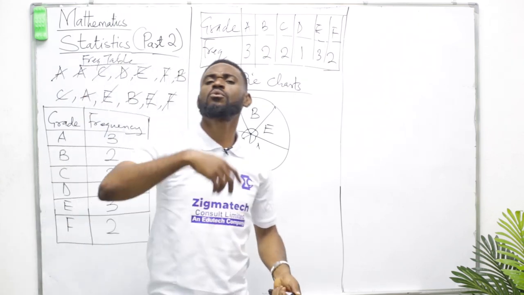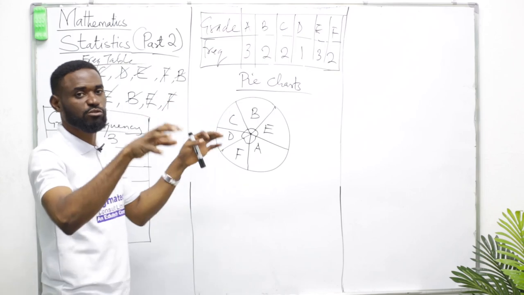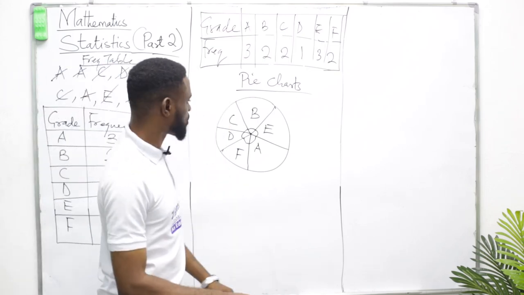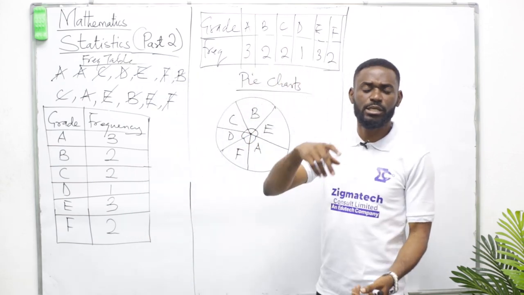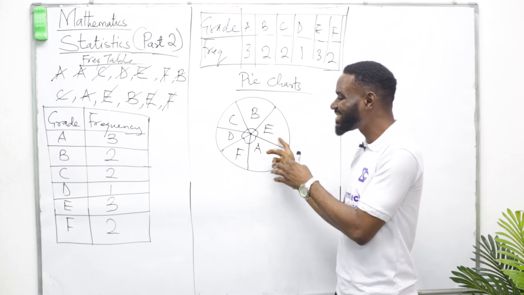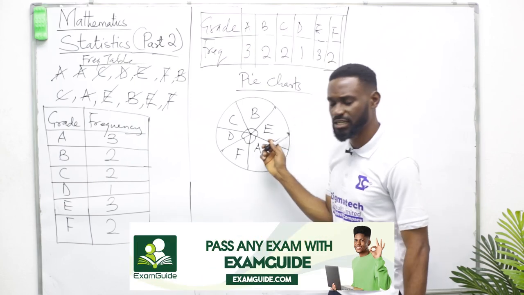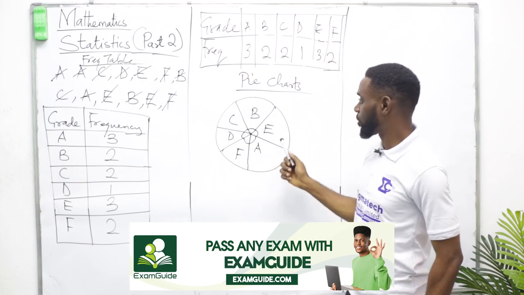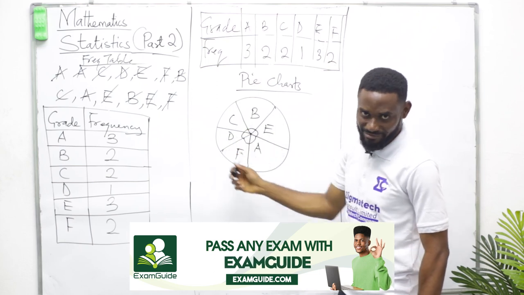Okay, I think we'll have some sessions where we'll have to use a live protractor to measure some of this angle here. Okay, you see how it's done. So you use a protractor, a pair of compass, and a ruler, a pencil to construct this. Okay, so you should know how to construct the pie charts. Do you understand me now? All right, but then basically, this is just basically what we have there.